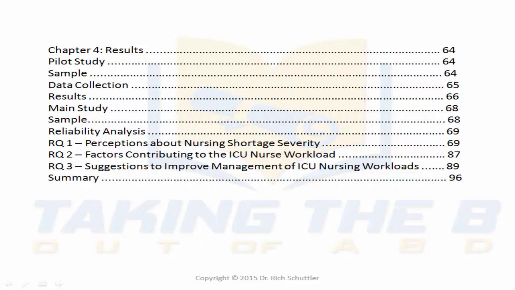Information about the pilot, gave information about the sample, how the data collection occurred, gave the results, gave the main study, gave a sample of what was found, reliability analysis, and then went in and addressed the research questions. Research question number 1, 2, and 3, and the findings for each of those. Then he concluded with a summary section.